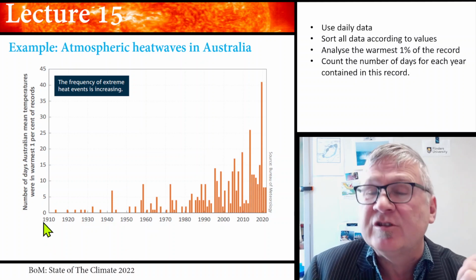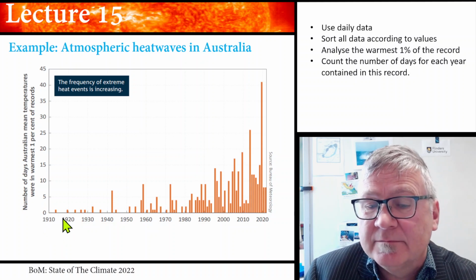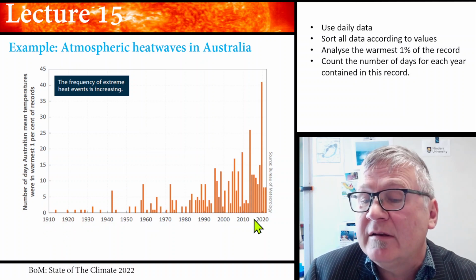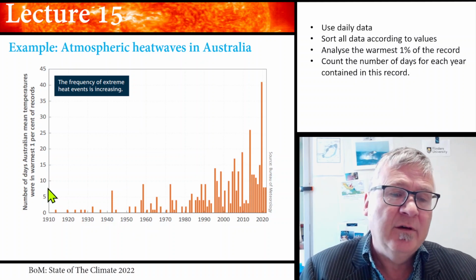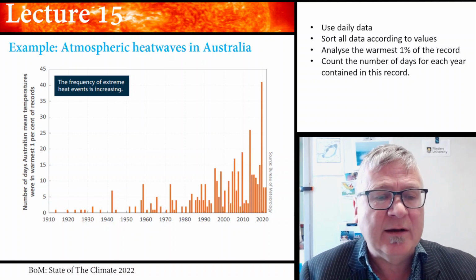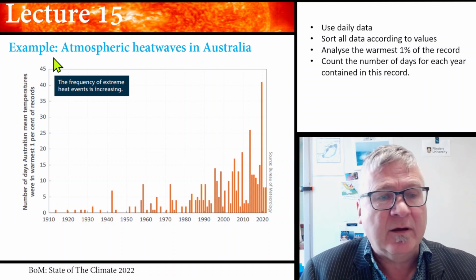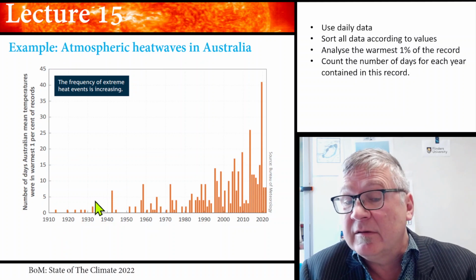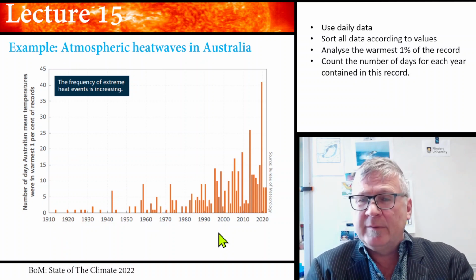The x-axis shows you the year. It starts in 2010 and then goes to 2020. And the y-axis shows you the number of days Australian mean temperatures were in the warmest 1% of records. You can see it increases. So just hang on a little bit, because I will try to explain it.